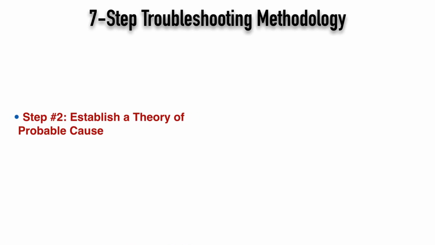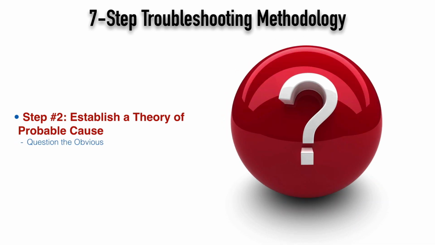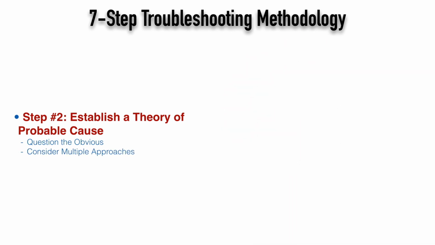Step 2 of the troubleshooting methodology is to establish a theory of a probable cause. First of all, we question the obvious, like, is it plugged in? Are things connected at layer 1, in other words? We might consider multiple approaches to doing our troubleshooting or to establish a theory.